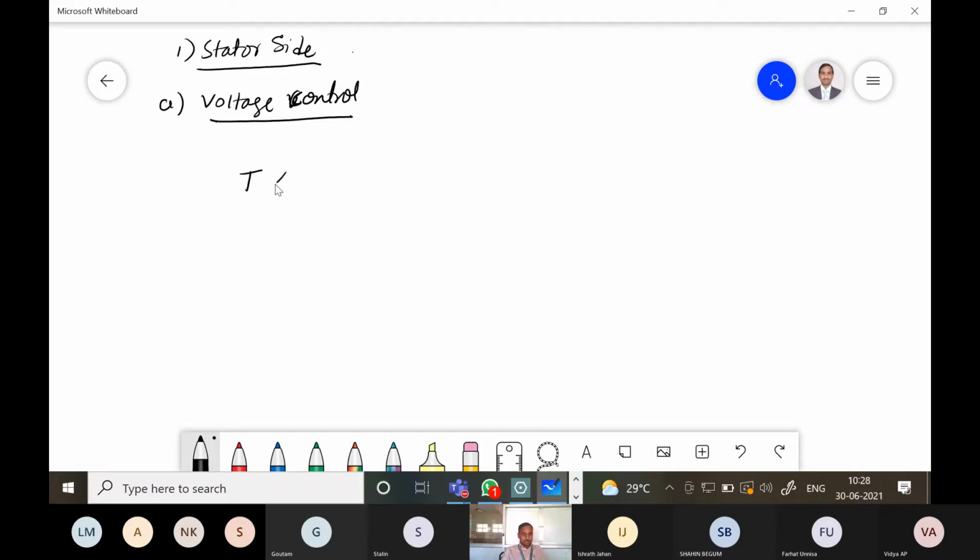So your torque equation: torque is directly proportional to the slip times E2 square into R2 divided by R2 square plus SX2 whole square. From this, E2 is also equal to V. E2 means the voltage, so torque is also directly proportional to the voltage. EMF and voltage both are the same.